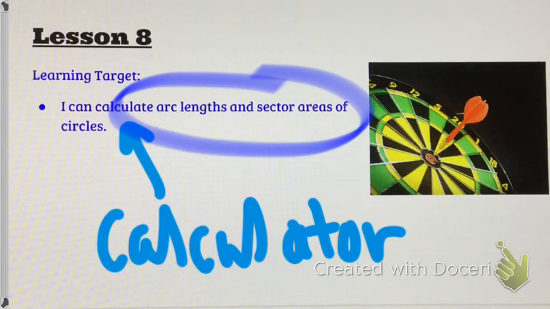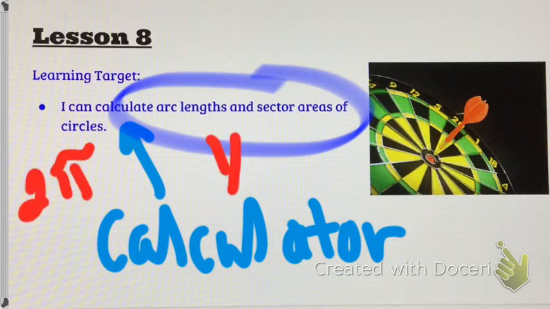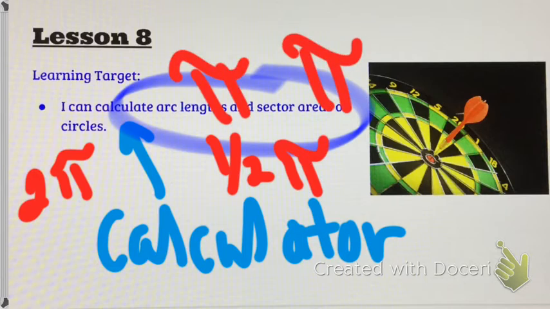Yes, we're back with calculating. Yes, you will need a calculator to calculate the arc lengths and sector areas of circles. But that's only if you need an exact value. You're not really going to need a calculator if you're just putting it in terms of pi. So if you want to put it in terms of pi, you can. Like 2 pi, 16 pi, 1/2 pi, all that fun stuff. We can just put pi's all over the place because we really don't need a calculator necessarily, and here's why.